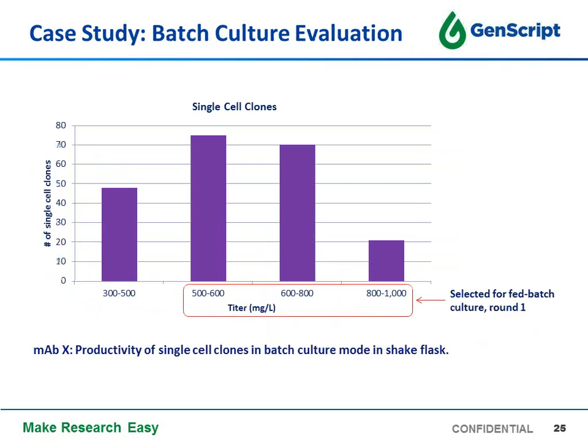And here is the batch culture evaluation. We can already hit close to a gram per liter expression in the batch culture. So again, the clones with the highest titer were further selected for the first round feed batch culture.